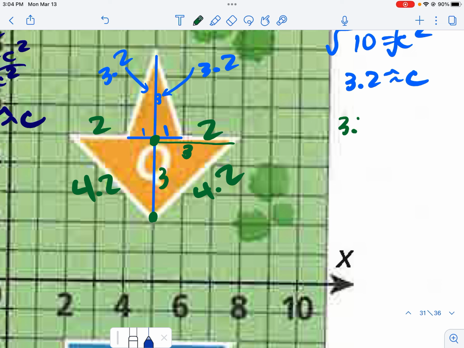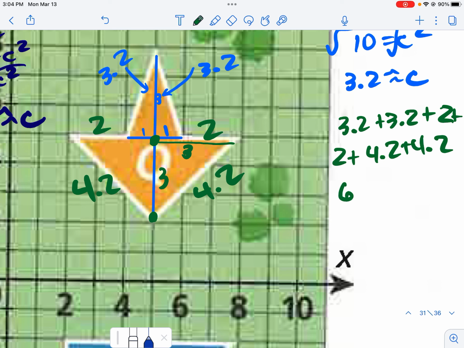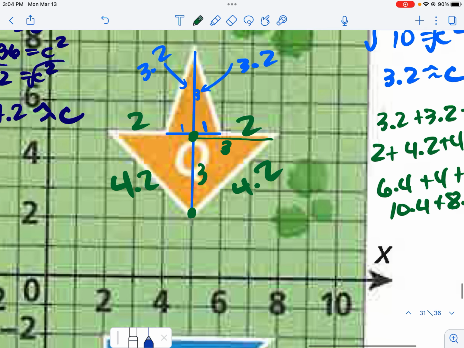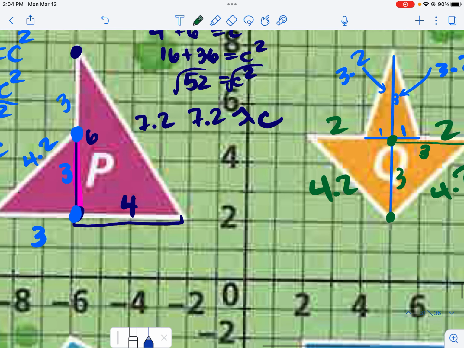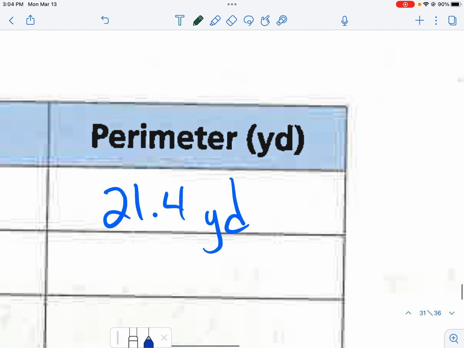So now we have 3.2 plus 3.2 plus 2 plus 2 plus 4.2 plus 4.2. Ooh, goal. So 6.4 plus 4 plus 8.4. So then that's 10.4 plus 8.4. So 18.8 for Q, 18.8.